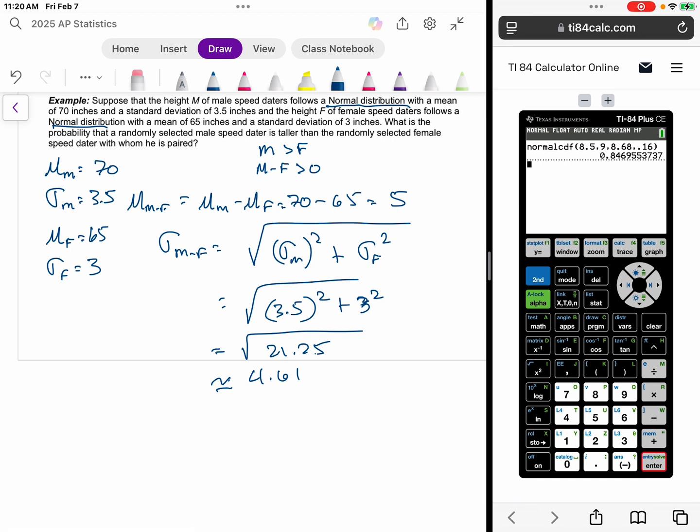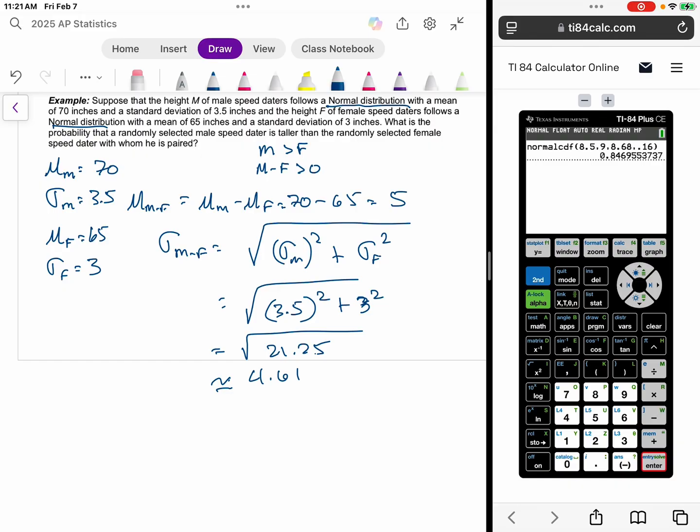Just chopping that off. Now, in that normal CDF, if you want to be really precise and accurate, you can actually type in the square root symbol, and type in the square root of 21.25. Sometimes with some of the stuff we're doing a little bit later, we need greater accuracy, so we're going to take the square root and type that whole square root piece in there.